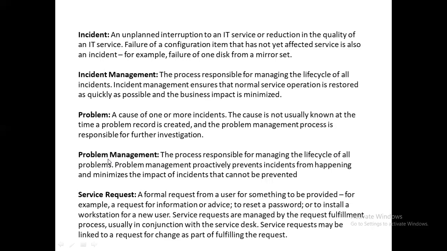I think we talked about service requests already. Any questions on this one point? As long as you're able to understand the difference between incident and problem.